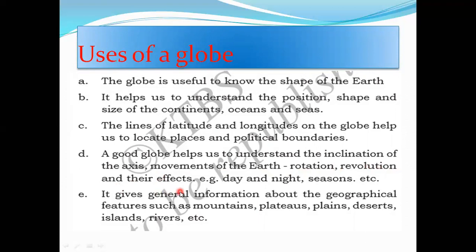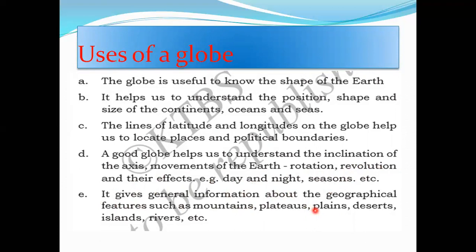So these will have an effect on the earth. Yes or no? There are two effects. Two movements, which are those? What will they affect on the earth? Rotation causes day and night. Revolution causes the seasons. Rotation causes day and night, revolution causes the seasons. And the globe gives us general information about geographical features.